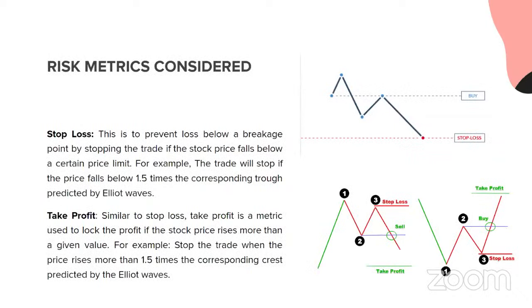Now I'll describe the risk metrics which we considered while implementing our trade. We considered majorly two risk factors, that is stop loss and take profit. While trading on Elliott waves, if our price fell below 1.5 times the corresponding trough, then we stopped trading. This was to make sure that our trade does not suffer much loss.